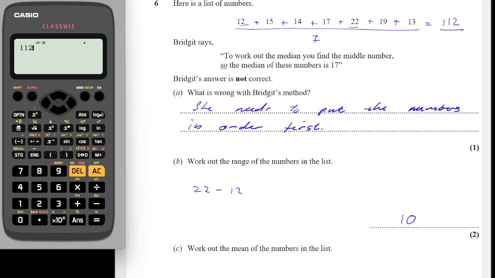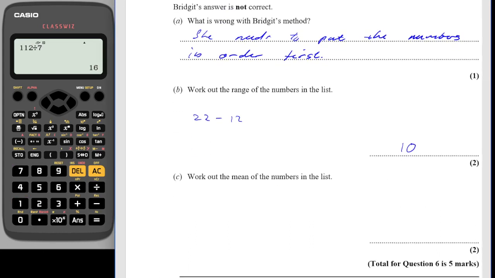So 112 divided by 7 gives us 16. So yeah, that seems like a reasonable answer.